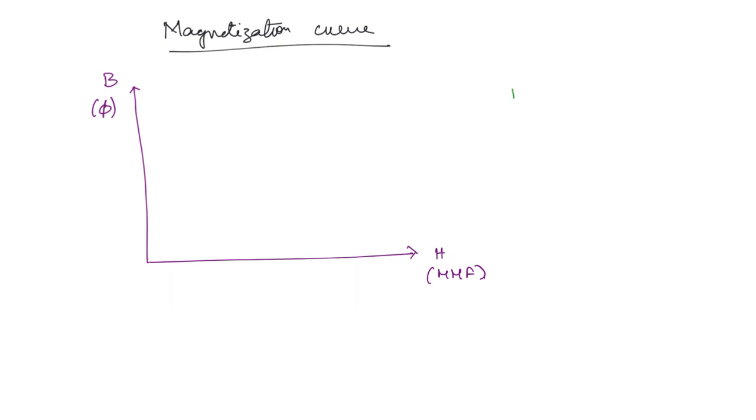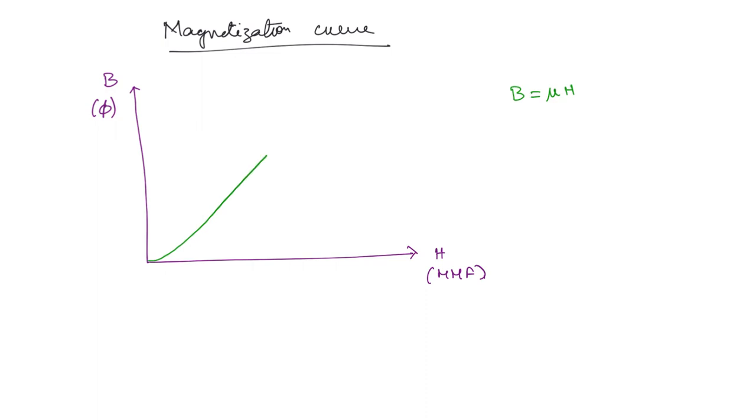Now what is the expression that we already know? B is equal to mu H. So now if you draw this BH curve, B is the y axis and H is the x axis, so mu should be what? It is nothing but the slope. So up to a certain value, the slope will be constant. That means the permeability is going to be almost constant.